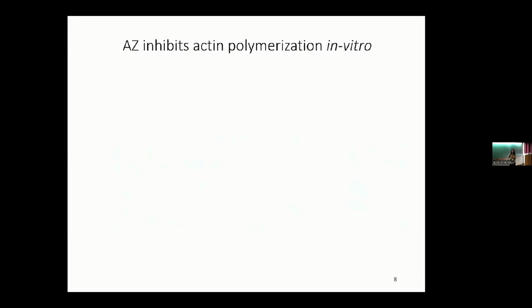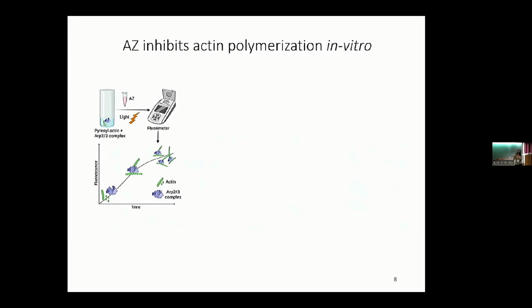So we used an in vitro actin polymerization assay to do this, where in a tube we took pyrenyl actin, which is G-actin labeled with a quenched fluorophore, and when these actin monomers are added onto a filament, the fluorophore dequenches and there's fluorescence. So fluorescence is a readout of polymerization. We also added purified ARP2/3 complex protein and AZ, our compound, and photoirradiated the mixture and measured fluorescence over time.